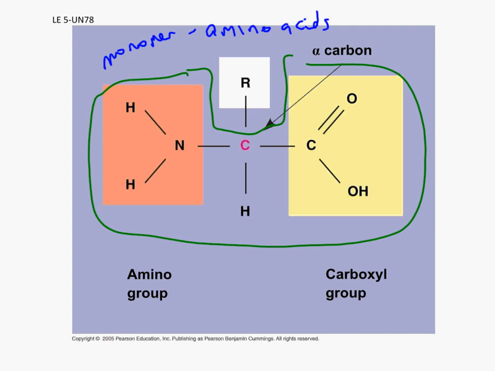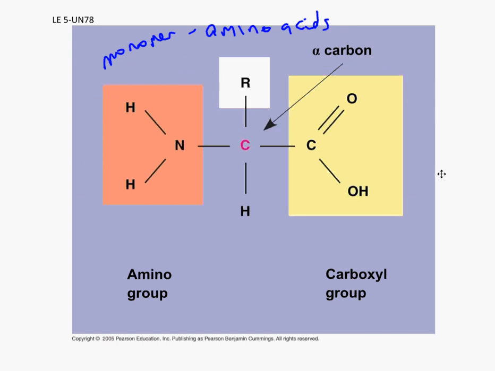The variable portion of the amino acid is called the R group. And this R group is what's going to cause a protein to have a structural difference from one other protein. The polymer of proteins is just called polypeptide or protein. There's not a special word for that, really.